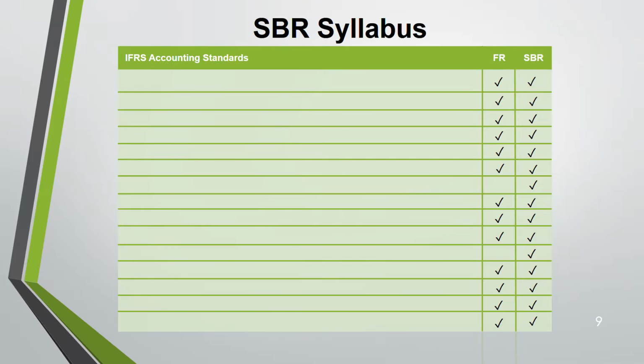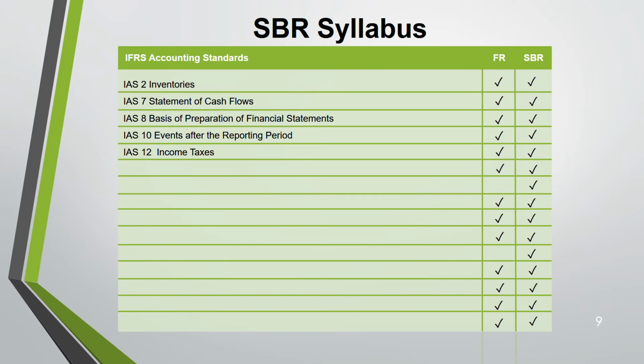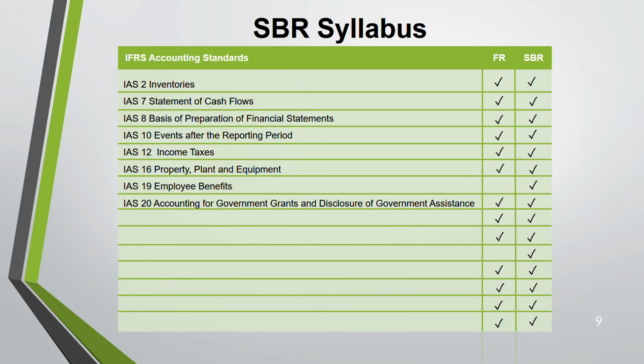These standards are listed in numerical order, and let us see what is there in FR and what is there in SBR. So IAS 2 inventories is there for both. IAS 7 is also there. IAS 8, that is accounting policies, estimates and errors, is also there. IAS 10 is there. IAS 12 is there. IAS 16, IAS 19 is only for SBR, not FR. Then IAS 20, IAS 21, 23 is there. IAS 24 is for SBR, that is related party disclosure. This I have not covered in FR. This we are going to study under ethics, that is lecture 1.